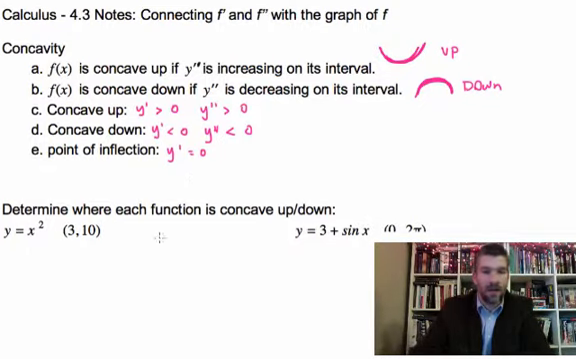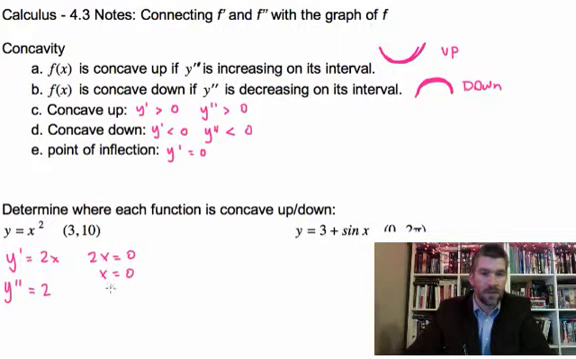So let's check it out here. Determine whether the function is concave up or down, and we're going to look at x squared, okay? And we're going to look at the interval from 3 to 10, not including 3, not including 10. So the first derivative is 2x. Second derivative is 2. So what does this tell us? Well, let's set the first derivative equal to 0. x equals 0. Okay, no problem. Second derivative is 2. So what does that tell us? Where is it concave up or down?